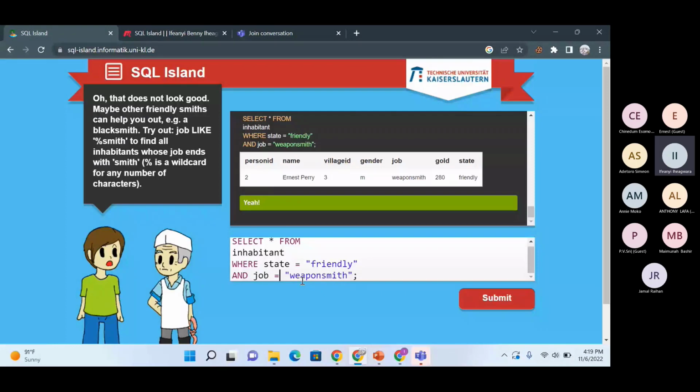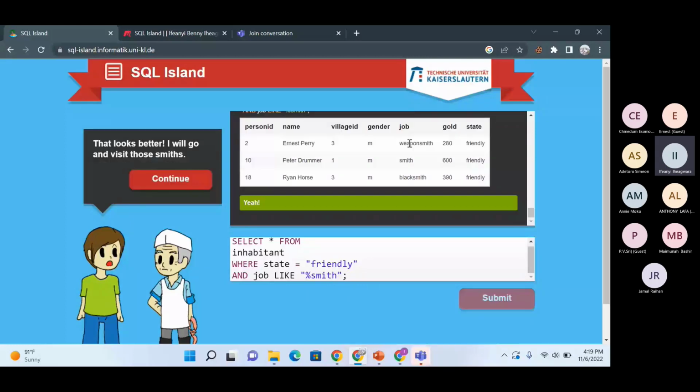So we only want those that are Smith. If maybe there's something behind the Smith, we'll put the wildcard there too. But it's just something before the Smith you want. We just want to find it when it's a Smith. So we submit it, and now we have a list of all the Smiths. So we have a weapon smith, we have a Smith, we also have a blacksmith as well. Okay.